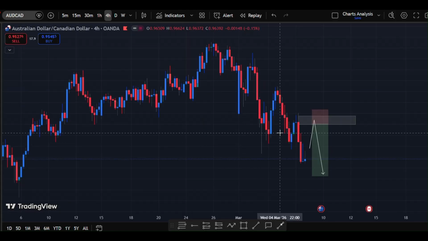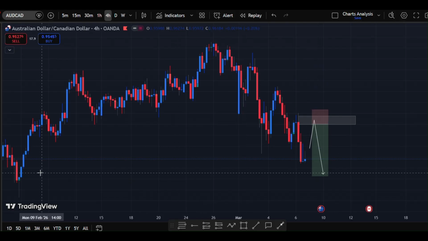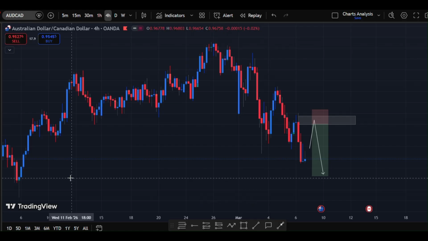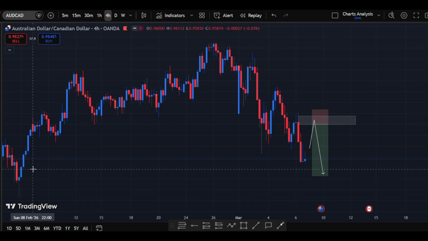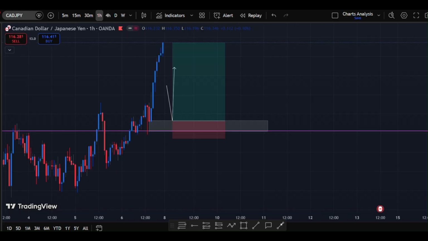My target for this pair is right here, as you can see, this zone here. Why? Because we have an imbalance here as well, and the price always seems to come down and fill these imbalances. So that's my target for this pair.